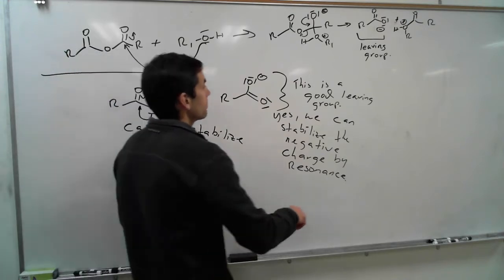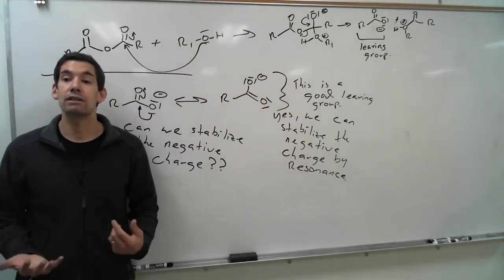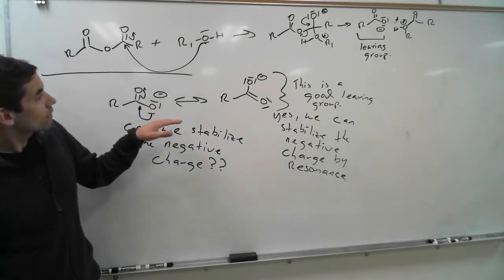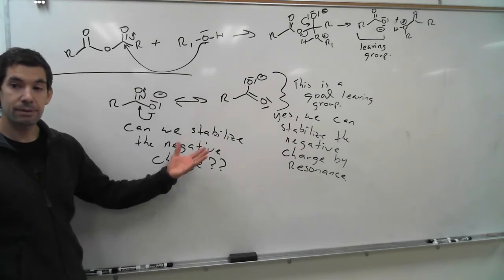So meaning that this is going to be our leaving group, it's actually going to be a pretty good leaving group, right? It's fairly comparable to our acid chloride, right? On the same level as our acid chloride, right? Not as good a leaving group as chlorine, but very close to that chlorine, okay? So we can stabilize the negative charge.